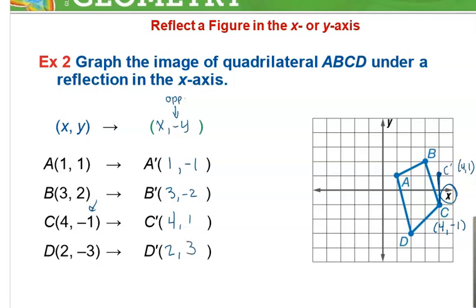So then we'll draw the picture. A prime is at 1, -1. So that would be right here. I'm going to label this as A prime. I've already got C prime labeled over here. I'm going to turn it orange. Okay, B is at 3, -2. So I go over to 3, but 2 down.